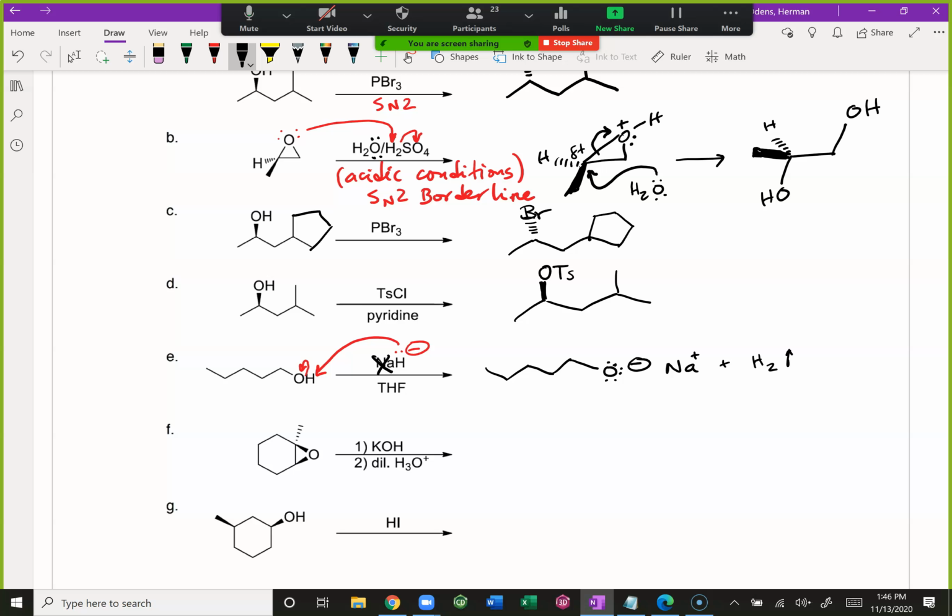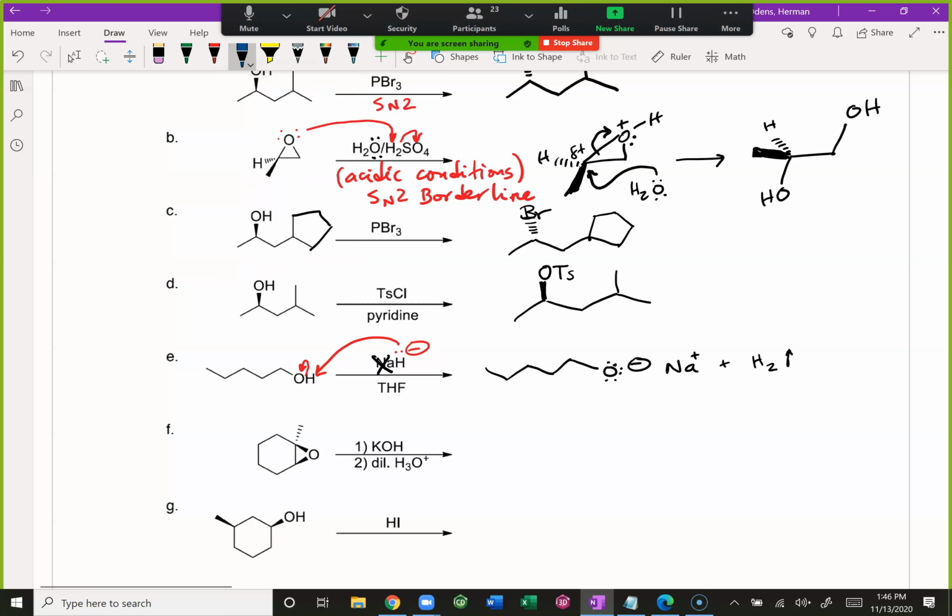So we have 4 more minutes, and we got to letter F. What type of reaction is this? Ring opening of an epoxide under basic conditions. Yes.